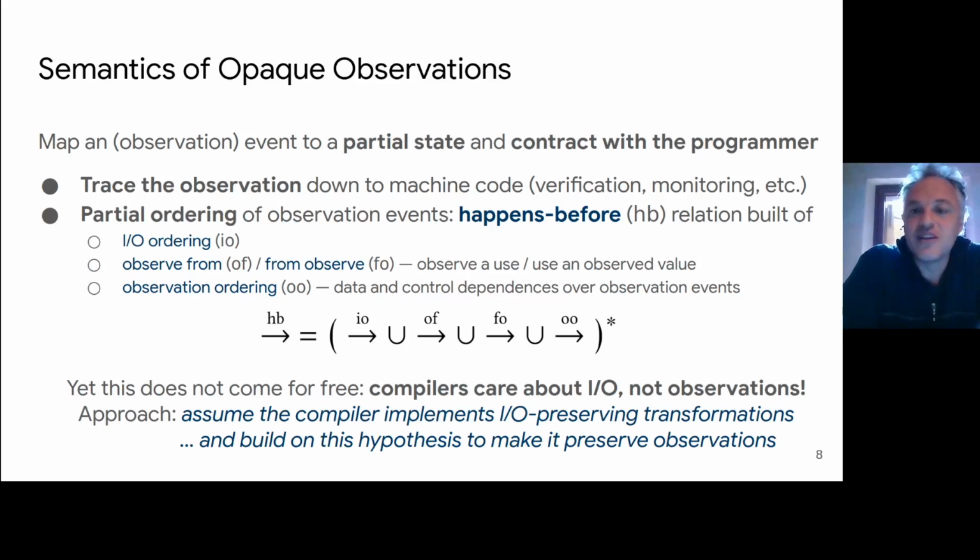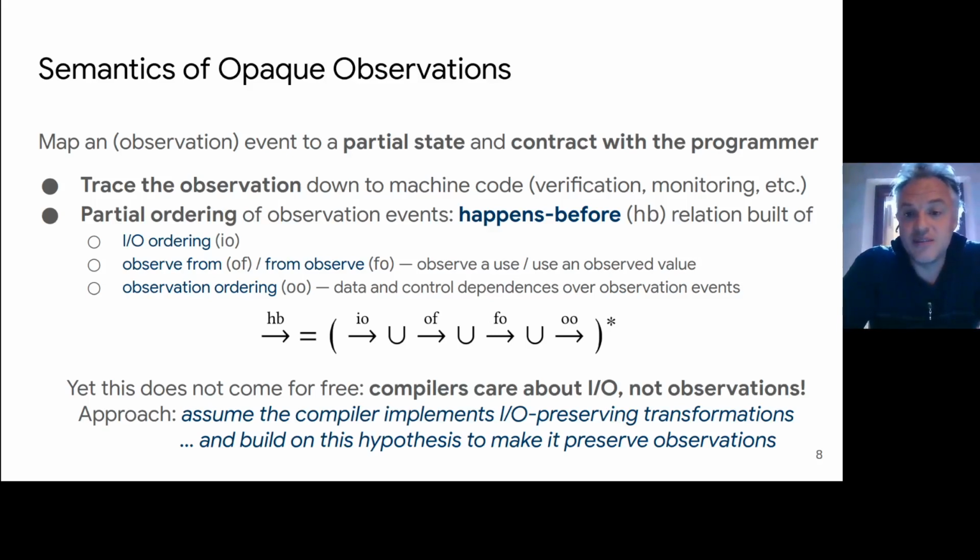We are going to call it the happens-before relation, which is grown from the I/O ordering itself, of course, but also any events that relate an observation with another, like definition or use, and observations themselves. So any dependence that relates an observation with something else, or observations among themselves, will also be part of this happens-before relation. So this is very classical for memory modeling, for example, in concurrent semantics, shared memory semantics, and we borrow the same principles here.